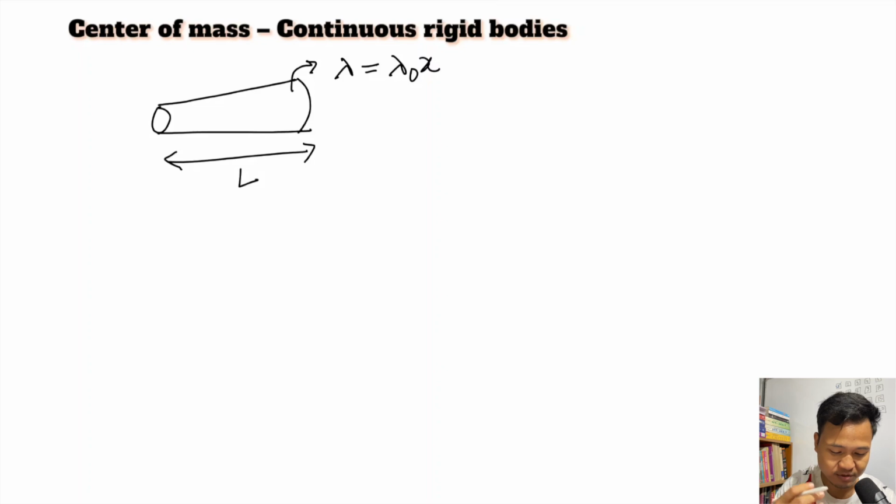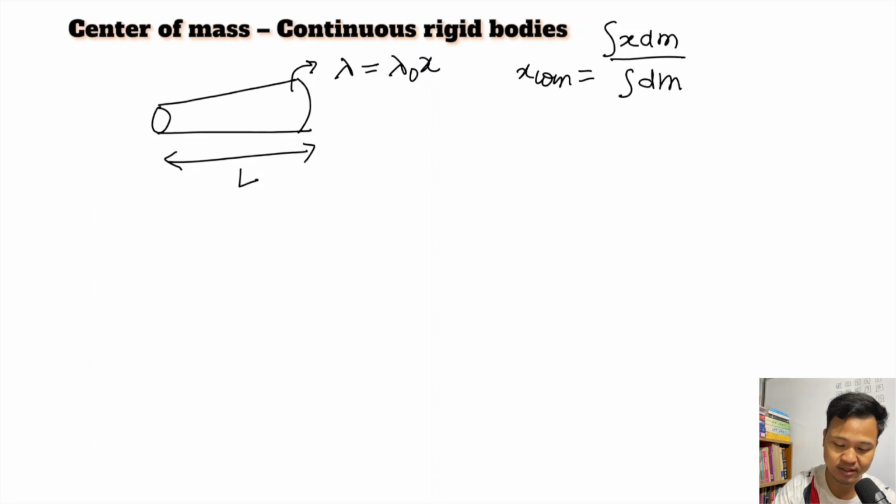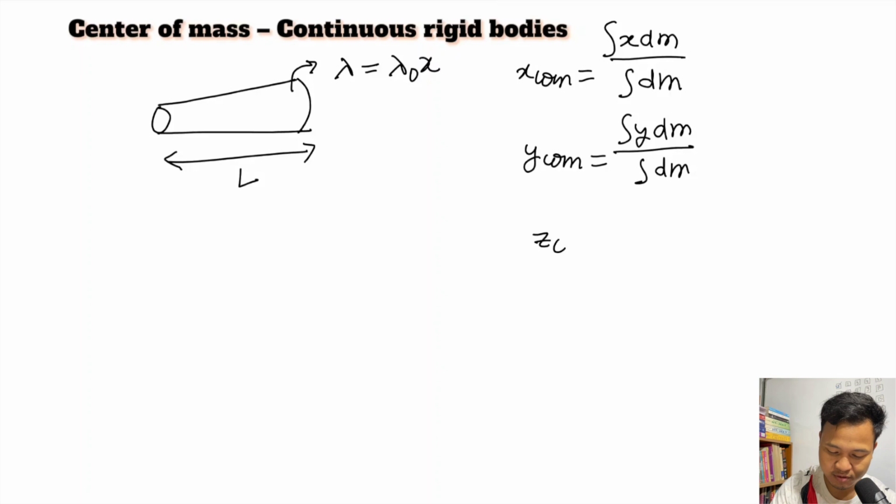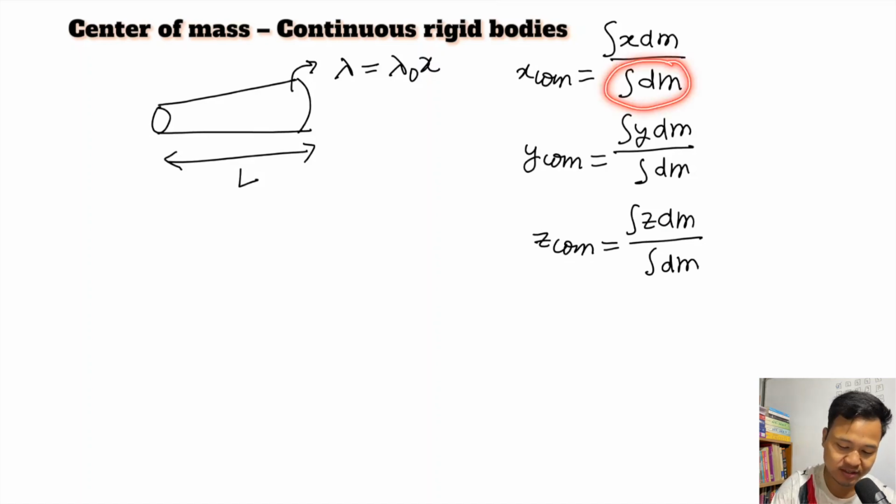To find the center of mass here, the formula is X COM equals integral x dm divided by integral dm. Similarly Y COM is integral y dm divided by integral dm, and Z COM is integral z dm divided by integral dm, okay? The denominator integral dm is the total mass, which NCERT textbooks write as capital M. Now let's solve this question with this approach.